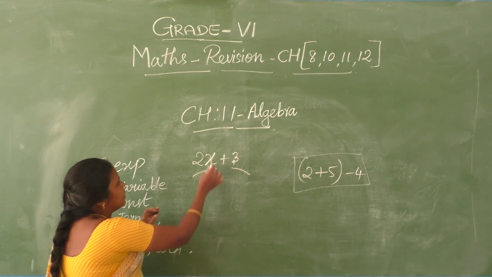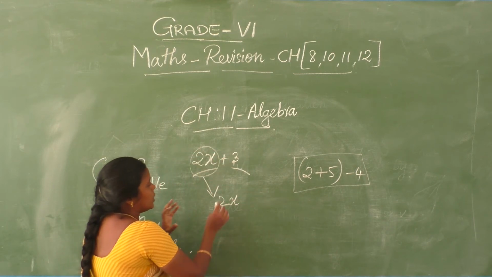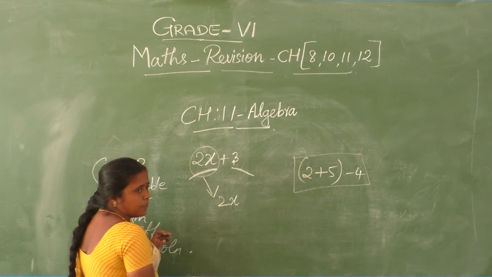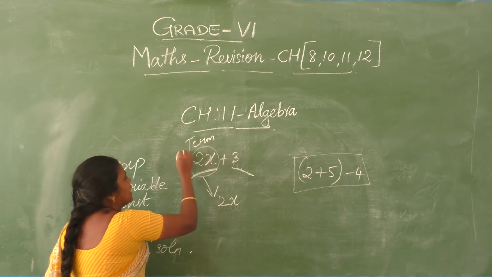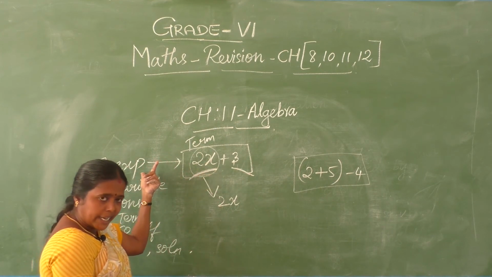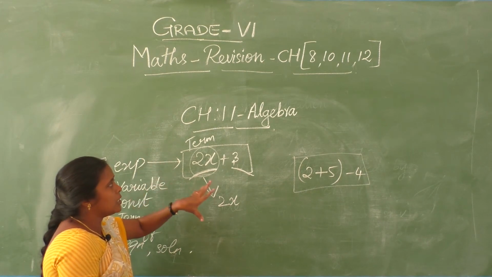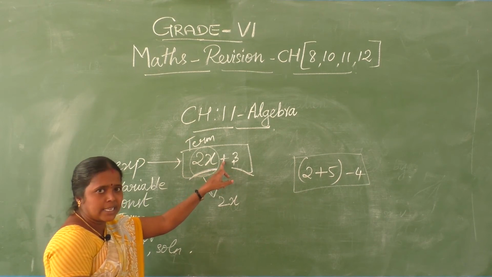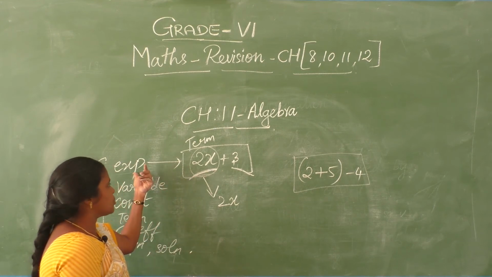Clear? Here 2x is the variable term. Actually, how many parts are connected here? 2 parts. This is one part, this is another part. Each part is called a term. Together it is called an expression. 2x plus 3 is an expression. What is the proper definition of an expression? The collection of variables and constants connected with some operations, addition, subtraction, multiplication, division based. Okay, this is an expression.